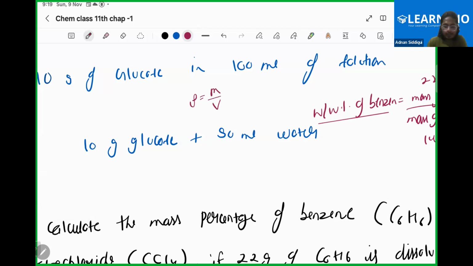Density is mass per unit volume. So you need to convert this into grams. You have to multiply this volume by density. If you multiply this volume by density, then you will get it in grams. Then you can add it up.